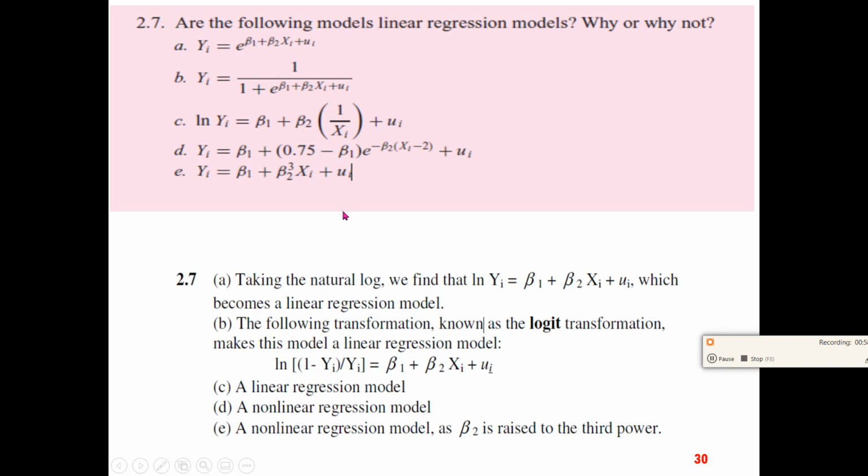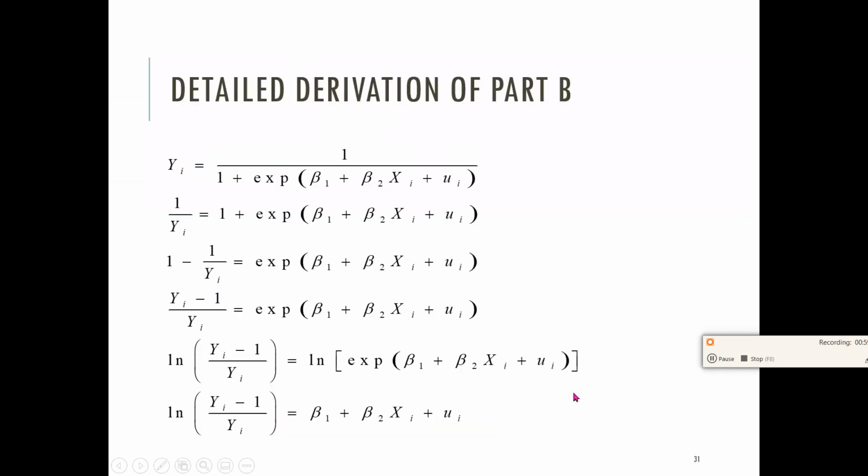Now coming to, let's say, D. Even if you apply log on this model, you can try that this will never turn into a linear model. You see beta 1 is here as well, and then here it is also in the exponential function, so it's a complicated type of model and you cannot easily linearize it, so it's a non-linear regression model.